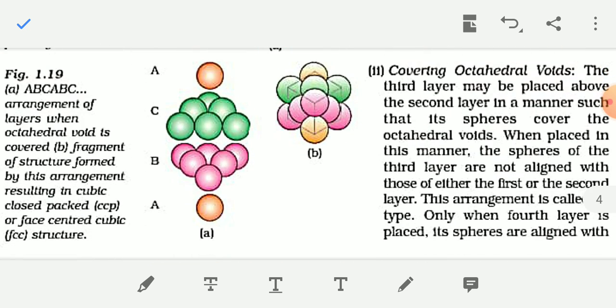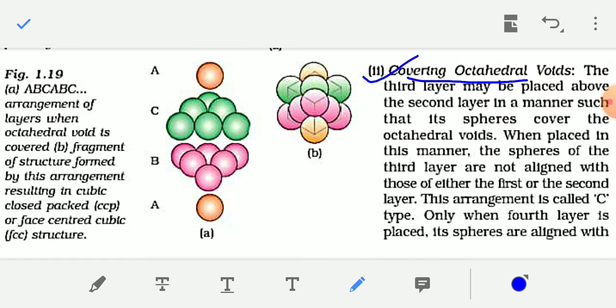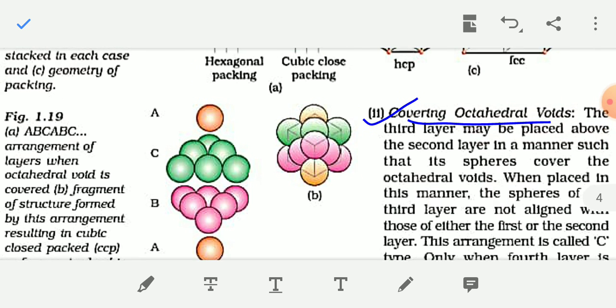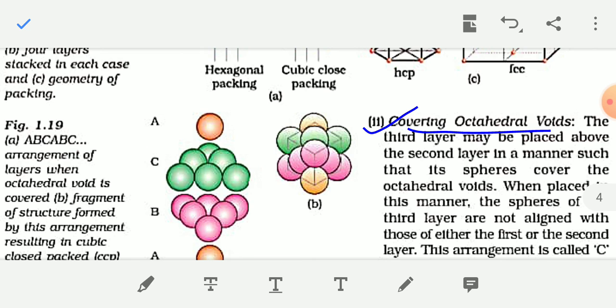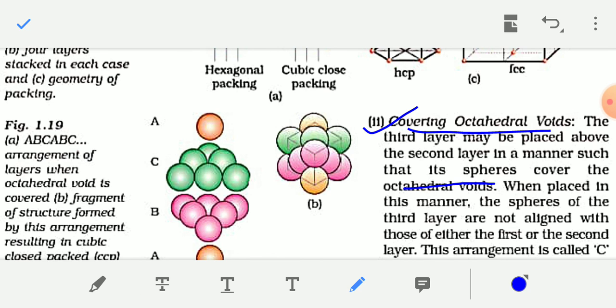And now, covering octahedral voids. The third layer may be placed above the second layer in a manner such that the spheres cover the octahedral voids.